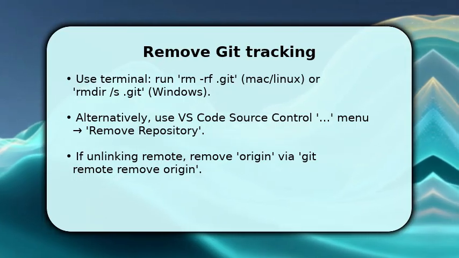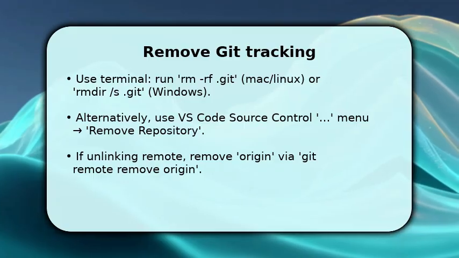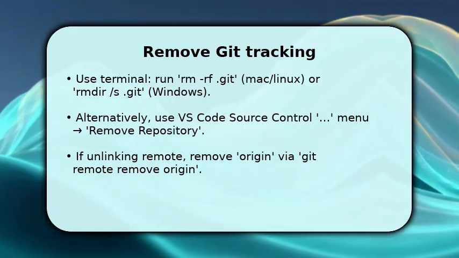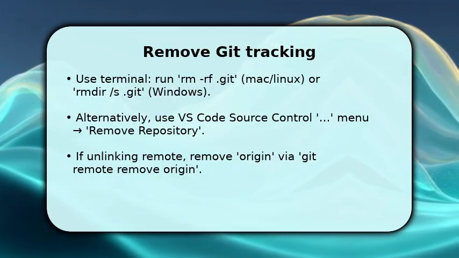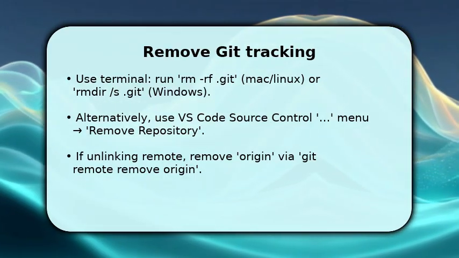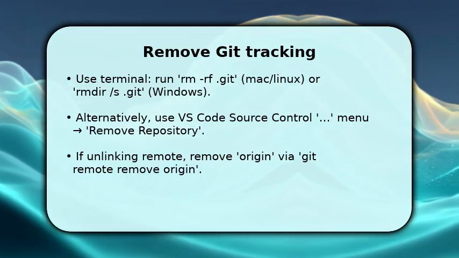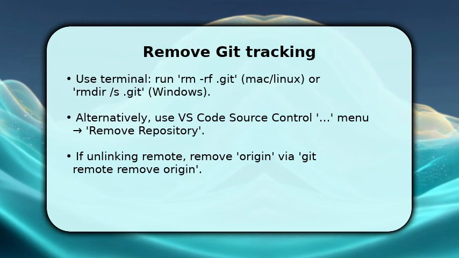If you prefer GUI, open source control, click the ellipsis menu, and choose Remove or Close Repository to unlink from VS Code. To be thorough, also remove any remote references by running git remote remove origin so pushing won't occur. Make sure any required backups exist, because deletion is irreversible for local history.